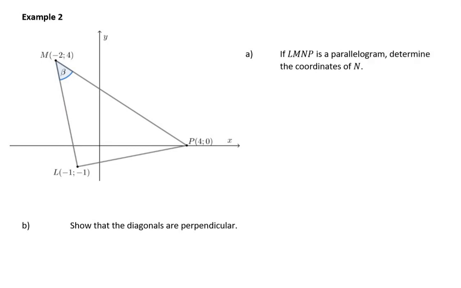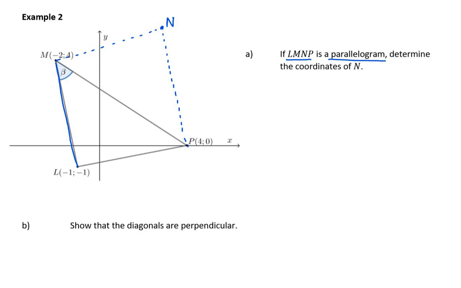Example 2 says, if LMNP is a parallelogram. Now LM, I don't see an N. Look at the way in which it's named. It's always named in the order in which they're connected. So LM, N would be somewhere there, and P. So N is somewhere up there, which is good to know. Determine the coordinates of N.